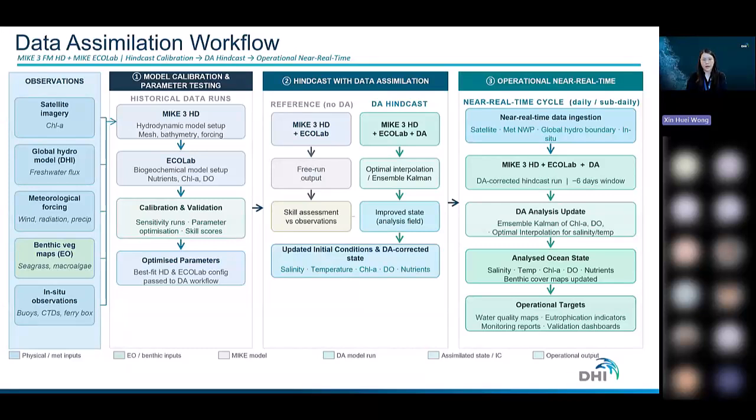And then subsequently, we are deploying it in an operational near real-time system, where we will set up the operational system identical to what we have tested, integrating all the data sets that I've mentioned, and the DA corrected hindcast over a rolling window. This is delivered to Scout, which will eventually be shared. At least that's the target as well.